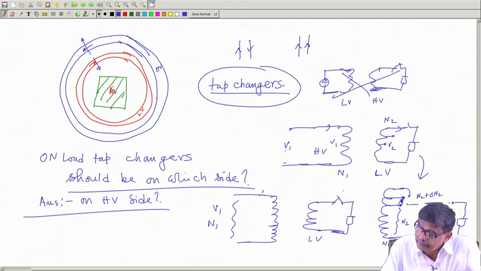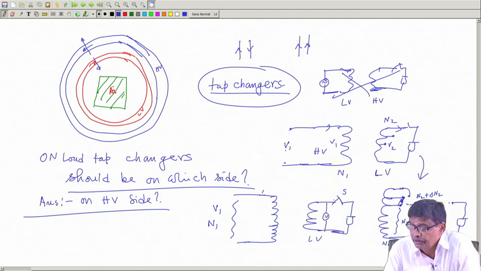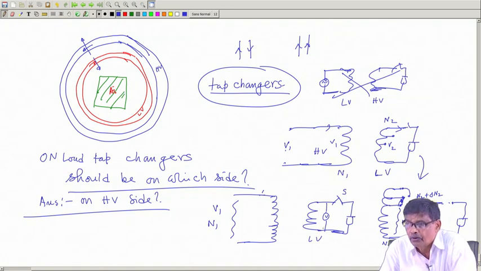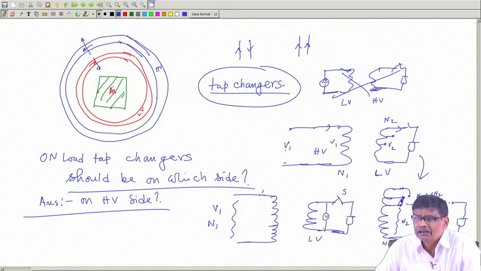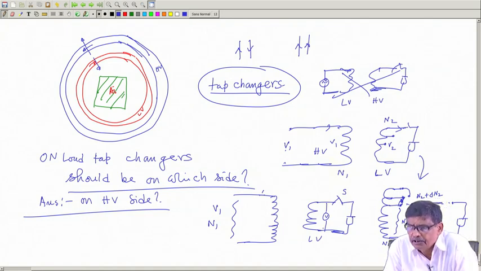and this is the switch. Under no load I was getting a voltage here, but when I connect load I find that because of regulation the voltage drops, which is not desirable. Then I plan, okay, I will play with the number of turns on the HV side, not with the LV side, because current is more.